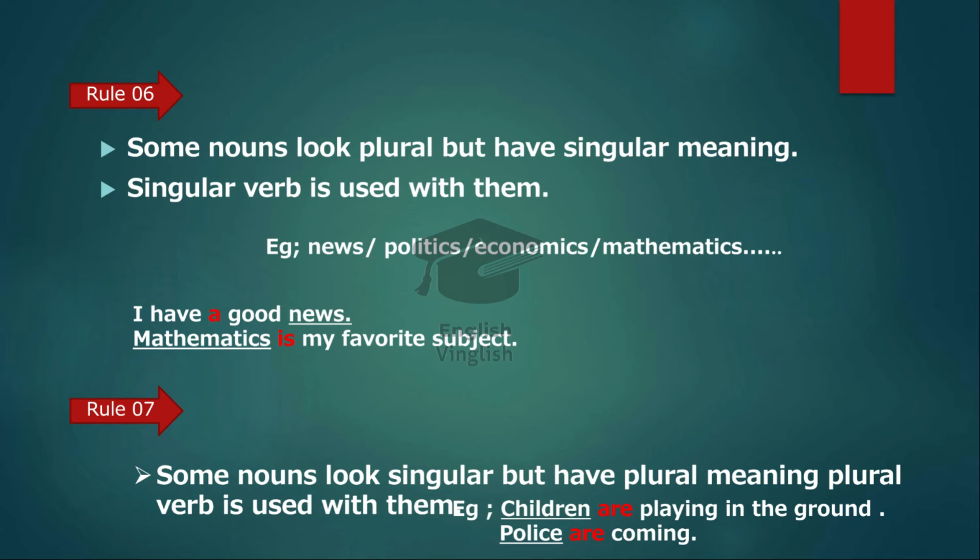Now let's see some more examples. I have a good news. Mathematics is my favorite subject. Last rule. Some nouns look singular but have plural meaning. Plural verb is used with them.